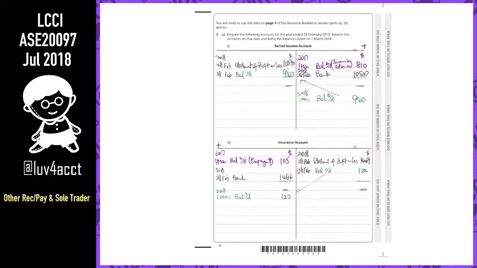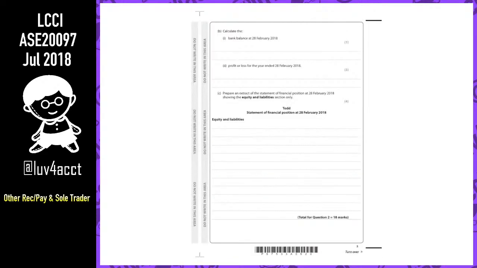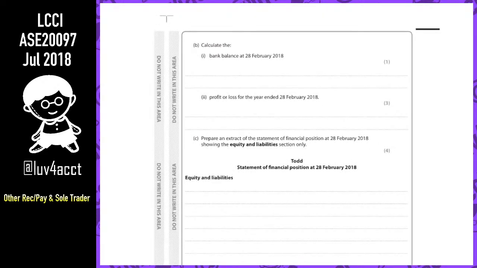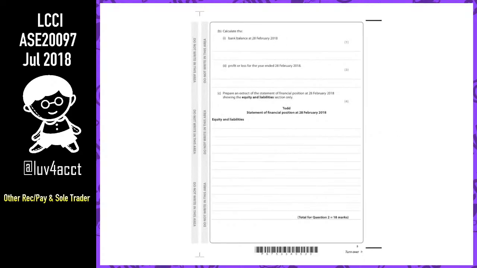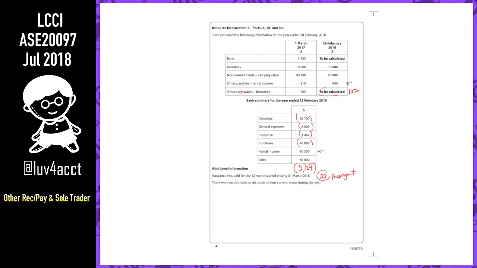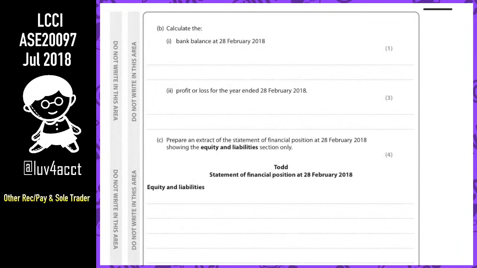Not difficult. These are level 2 stuffs. So calculate the bank balance. We have calculated already. Just copy the figure, and then the profit or loss for the year ended 28th of February, that we need calculation. Let us put the amount first. 5729 negative. Overdraft.